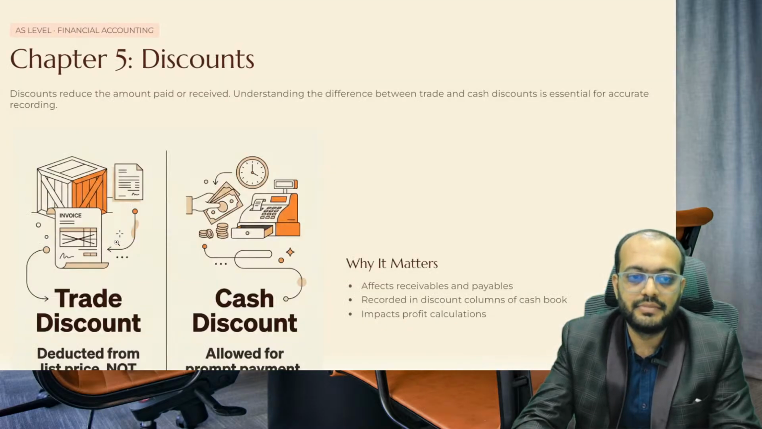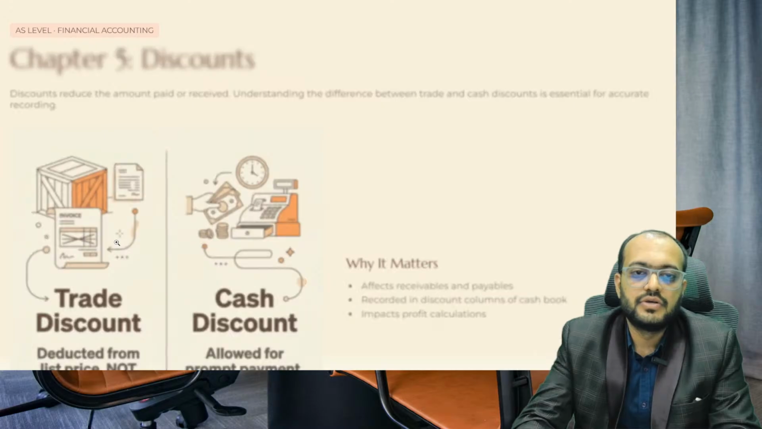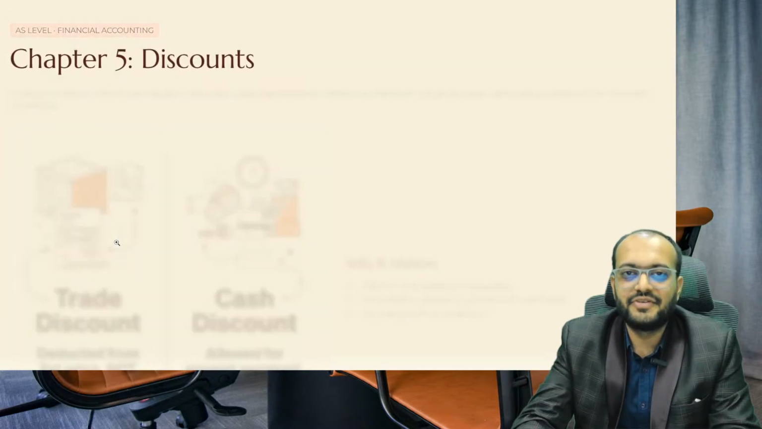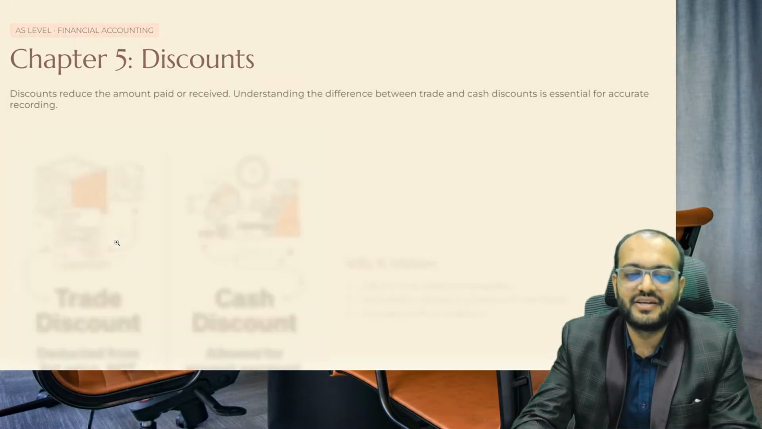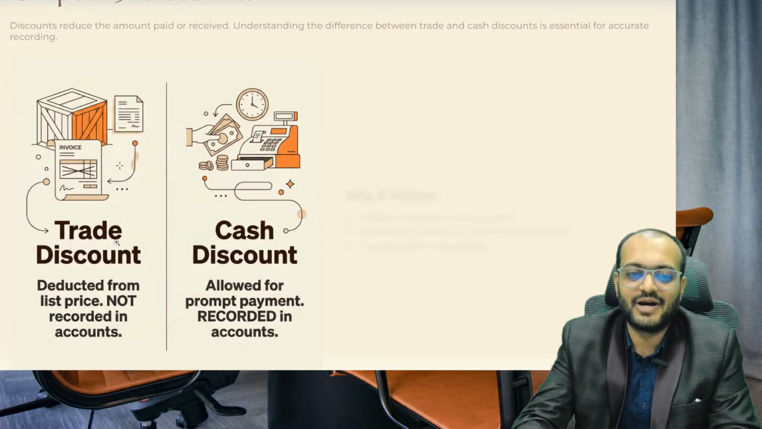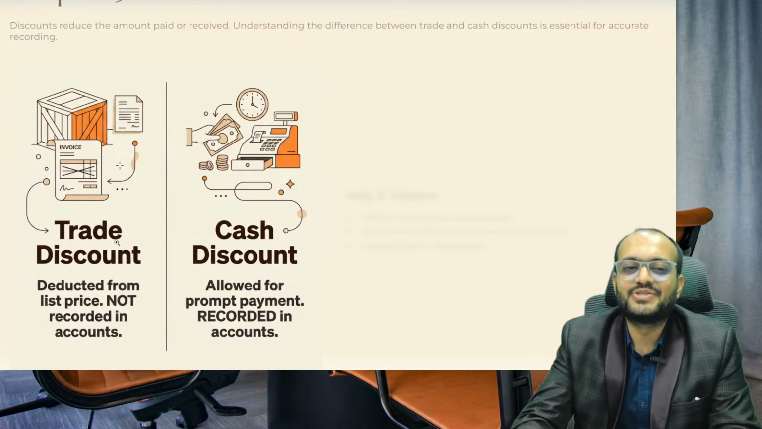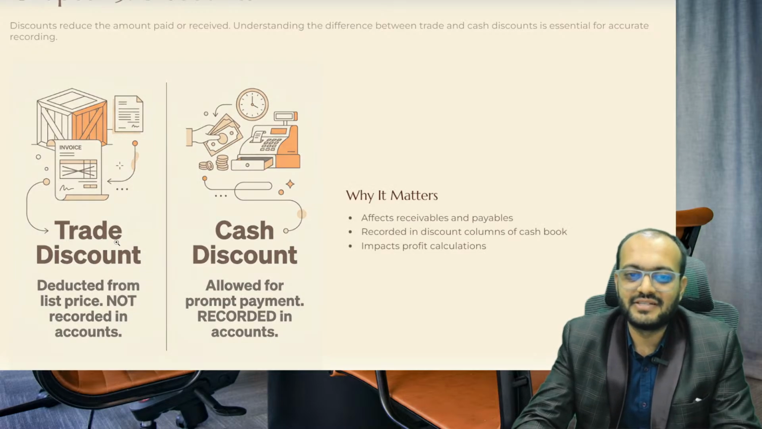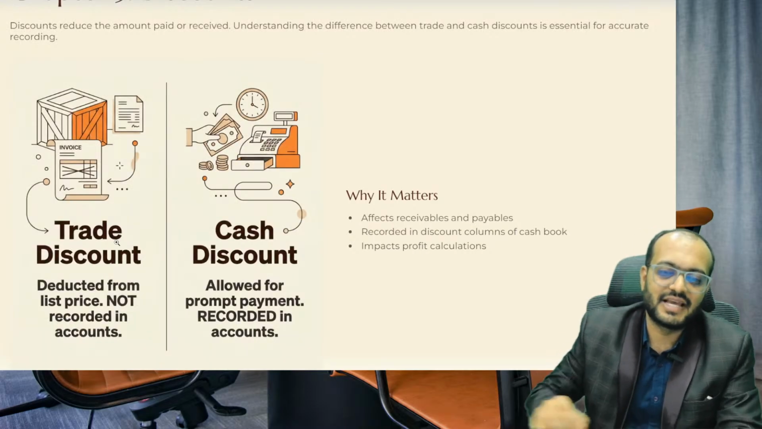Next, chapter number 5, whose name is discounts basically. Specifically, if we think about how to teach this topic, I think there is no need to teach this topic to females, because they already have expertise in taking discounts and bargaining, right? So students, there are basically 2 types of discounts in accounting. One is trade discount and one is cash discount.